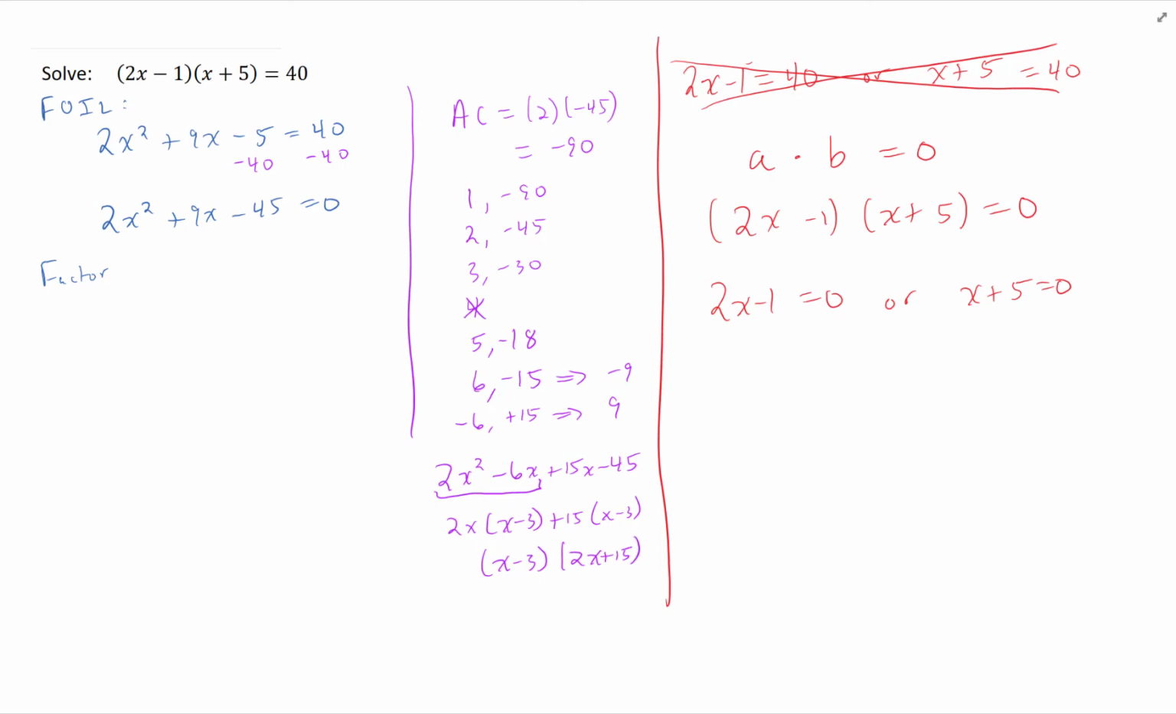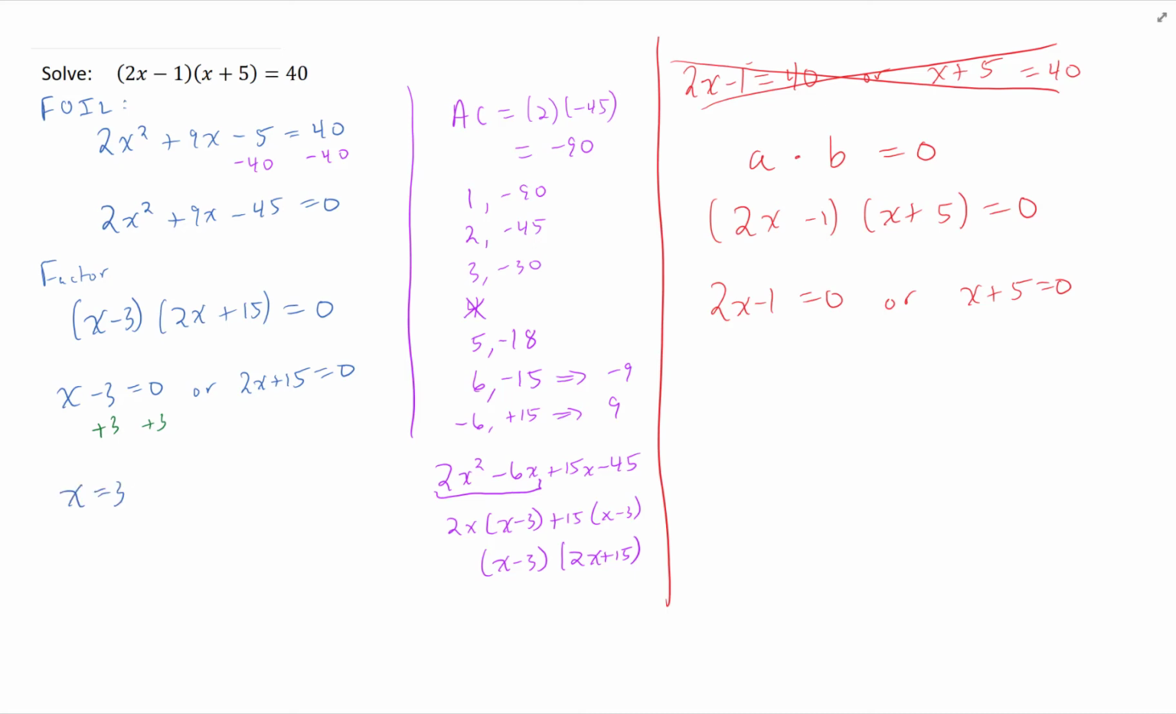Now that we have the factored form as (x - 3)(2x + 15), which is equal to 0, then we can set each factor equal to 0. So then x - 3 = 0, or 2x + 15 = 0. On the first equation, we would just add 3 to both sides, and x would then equal 3.